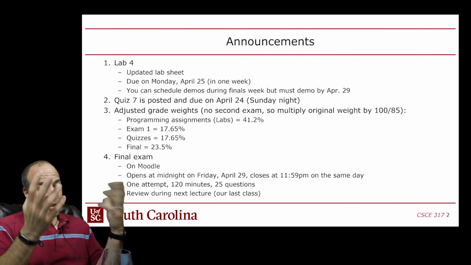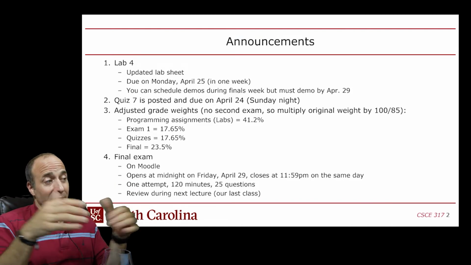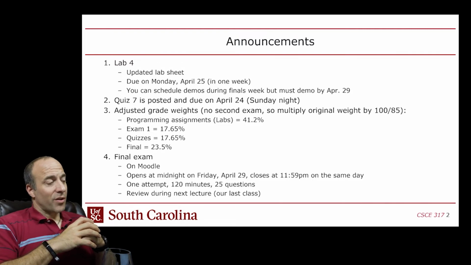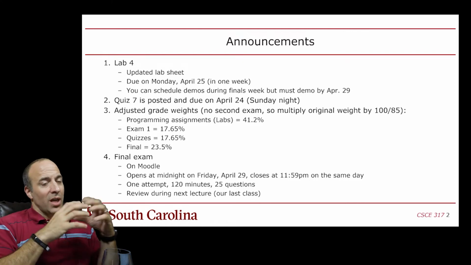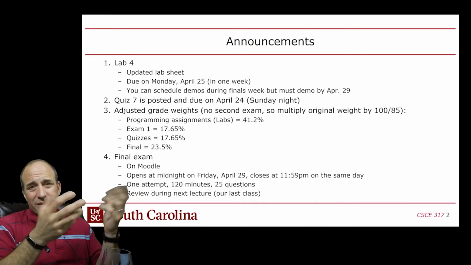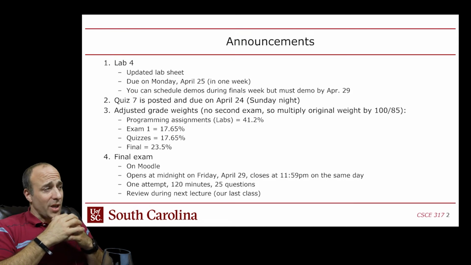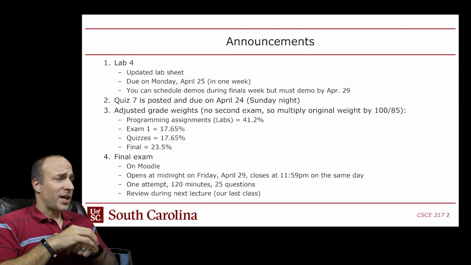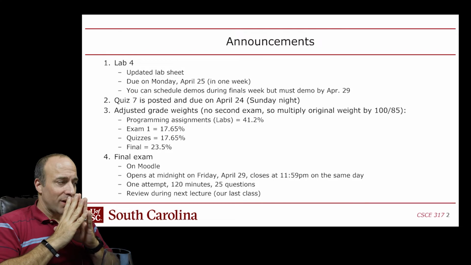So the missing exam was worth 15% of the grade. So I just removed that, and I multiplied the other 4 components of the grade, namely the labs, the midterm, the quizzes, and the final. I multiplied each of their weights by 100 over 85 to just do an even redistribution. So now the programming assignments are 41.2, midterm is 17.65, quizzes are 17.65, and the final exam is 23.5.